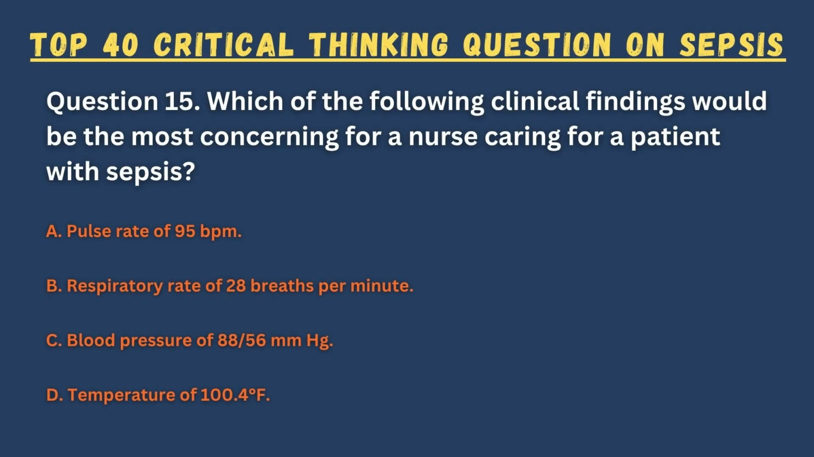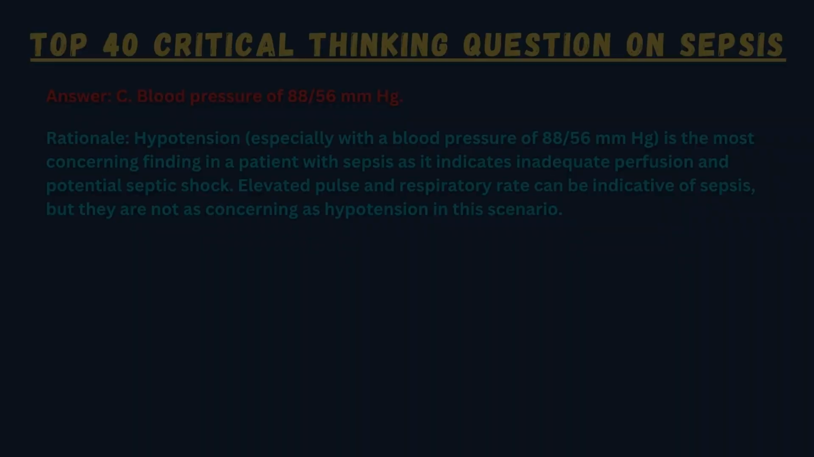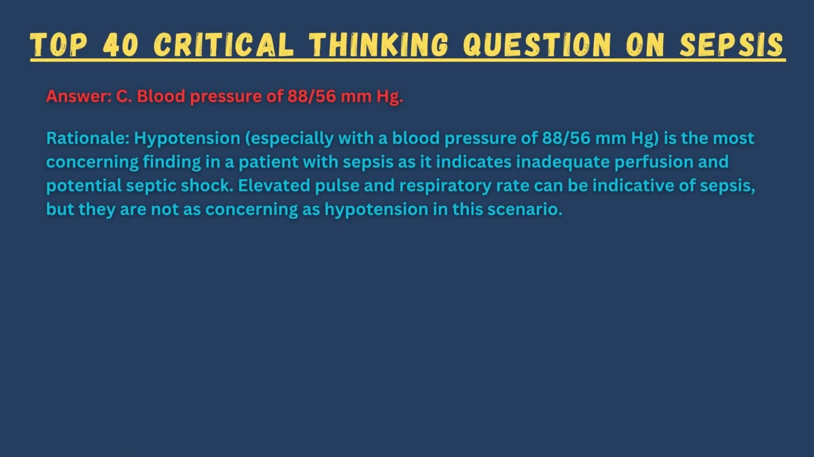Question 15. Which of the following clinical findings would be the most concerning for a nurse caring for a patient with sepsis? A. Pulse rate of 95 BPM. B. Respiratory rate of 28 breaths per minute. C. Blood pressure of 88/56 millimeters of mercury. D. Temperature of 100.4 degrees Fahrenheit. Answer: C. Blood pressure of 88/56 millimeters of mercury. Rationale: Hypotension.